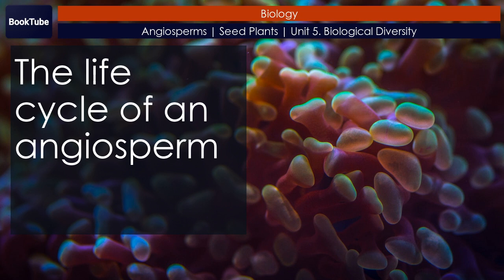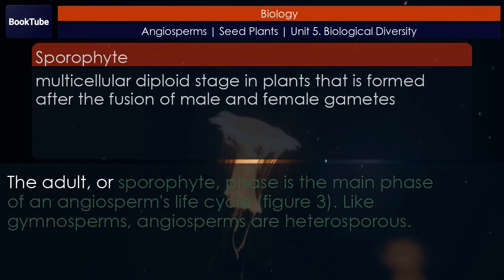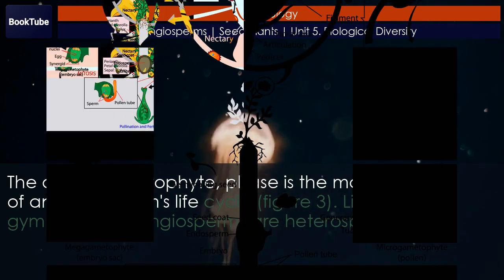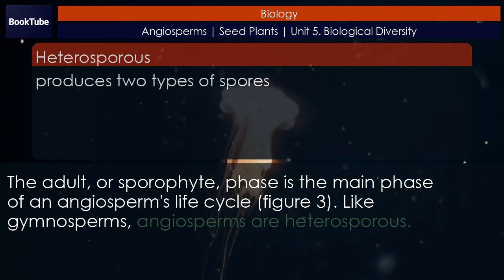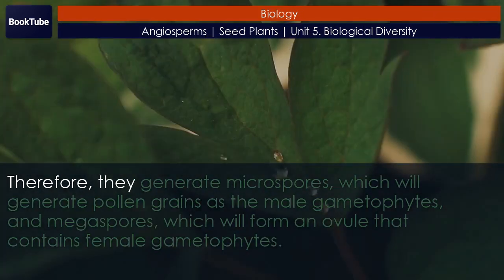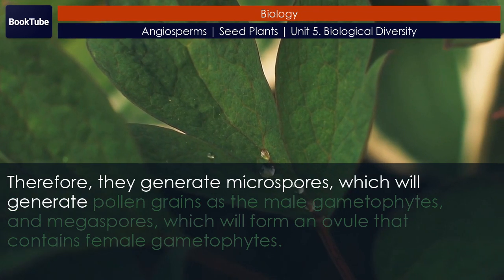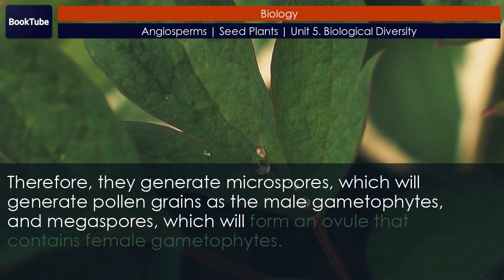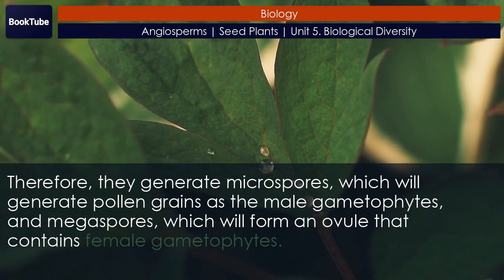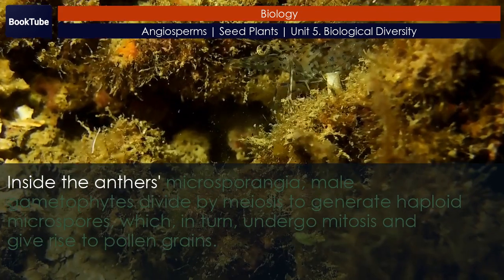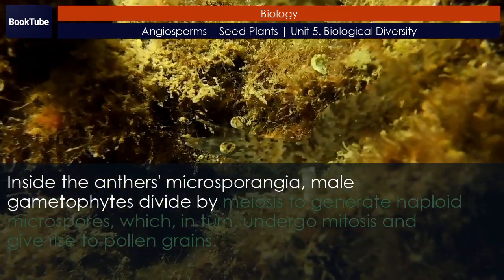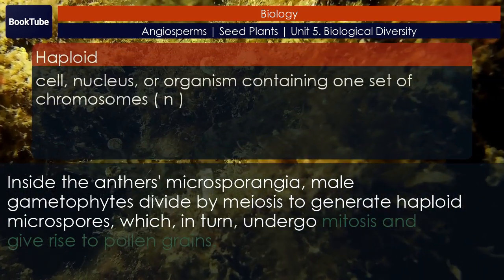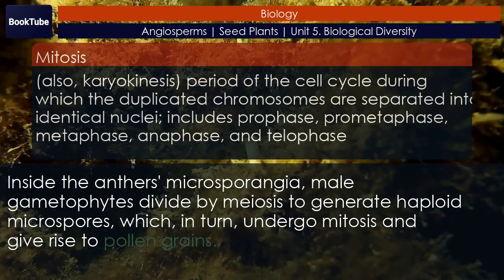The life cycle of an angiosperm. The adult, or sporophyte, phase is the main phase of an angiosperm's life cycle. Figure 3. Like gymnosperms, angiosperms are heterosporous. Therefore, they generate microspores, which will generate pollen grains as the male gametophytes, and megaspores, which will form an ovule that contains female gametophytes. Inside the anther's microsporangia, male gametophytes divide by meiosis to generate haploid microspores, which, in turn, undergo mitosis and give rise to pollen grains.